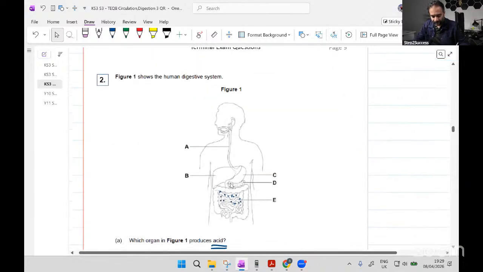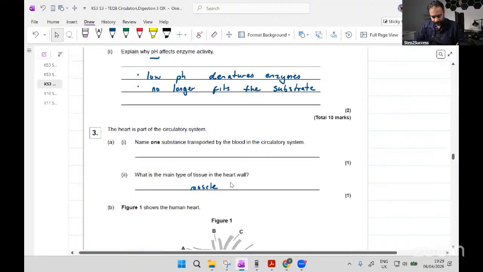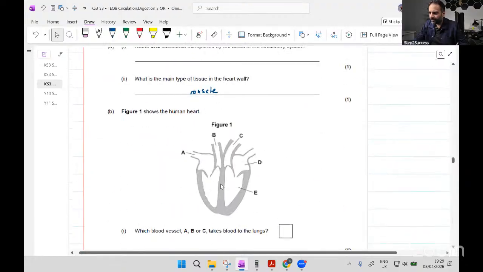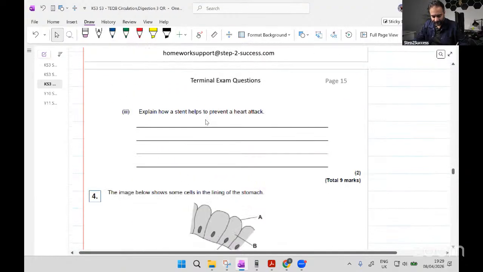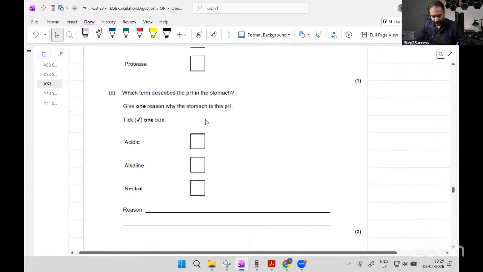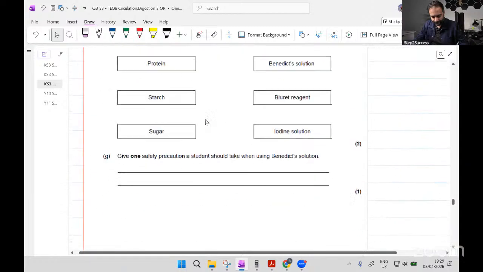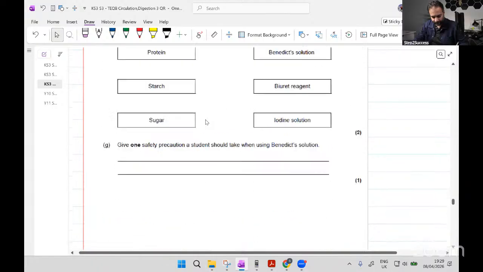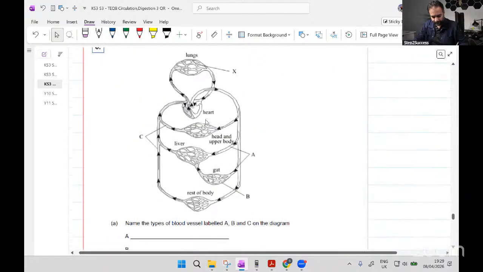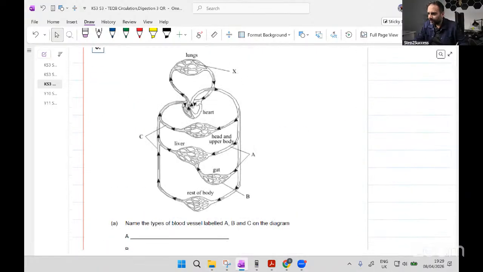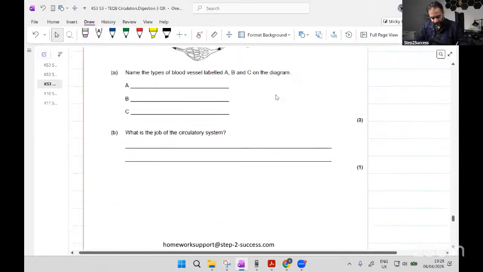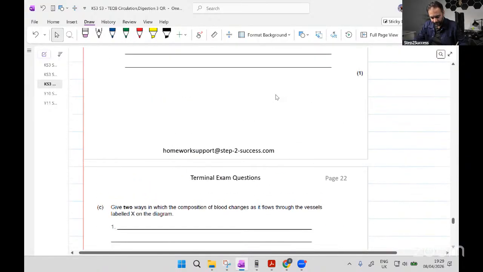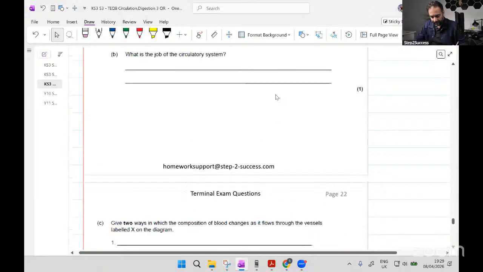Question five. No, not question five. Six. 6C even. Give two ways in which the composition of blood changes as it flows through the vessels labeled X on the diagram.